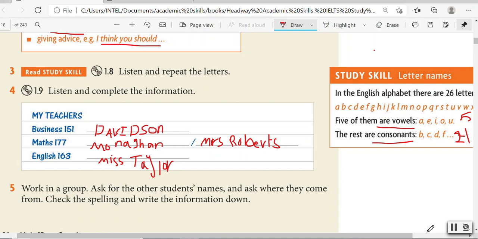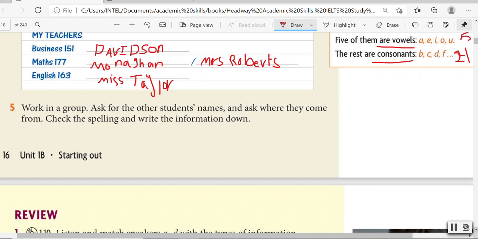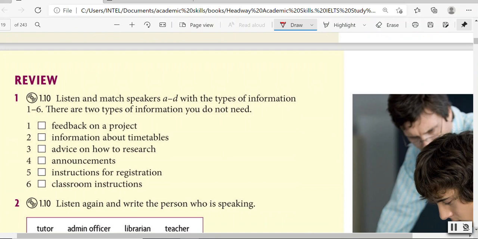Okay, that's all about Unit 1, Starting Out. And please look at the review and try to solve it. I will upload the review for you in another video.